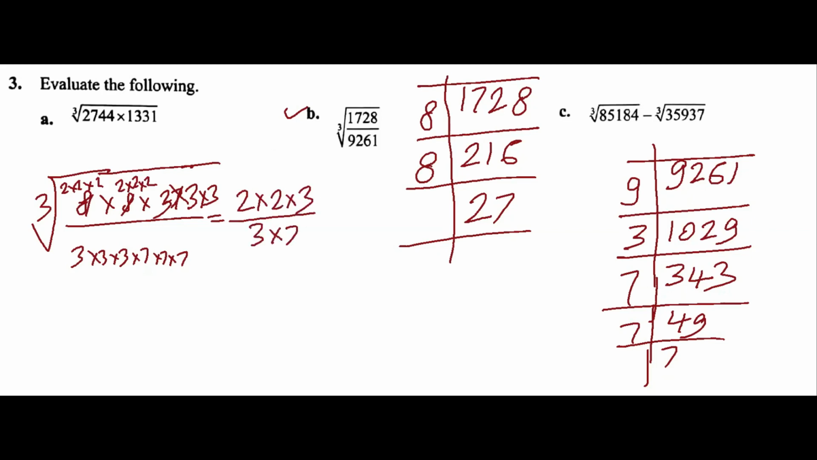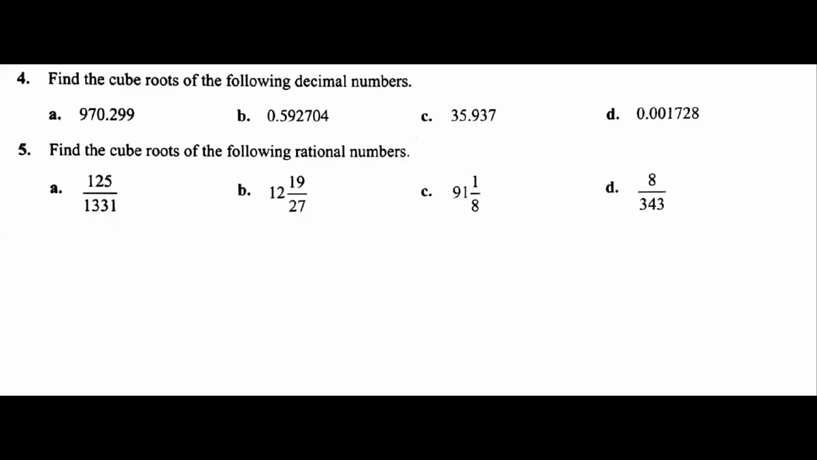So you can see one thing. This 3 times 2 I wrote once. This 3 times 2 I wrote once. This 3 times 3 I wrote once. This 3 times 3 I wrote once. This 3 you can cancel. So you will get the answer as 4 by 7. So 4 by 7 is the answer for the cube root of B1. Clear?